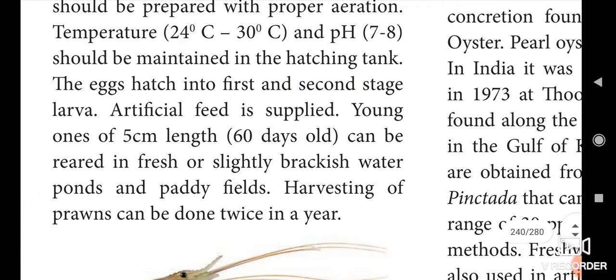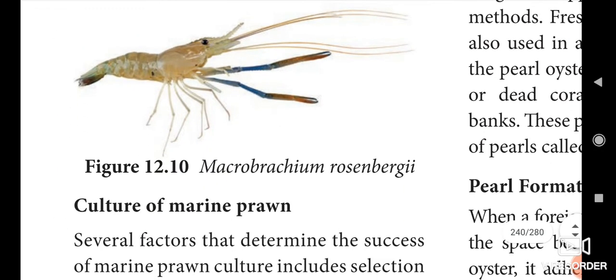The young ones of 5 cm, that is 60 days old, can be reared in fresh or slightly brackish water ponds and paddy fields. Here the harvesting of prawns can be done twice in a year. Okay, harvesting can be done twice in a year. So next, the culture of marine prawn.